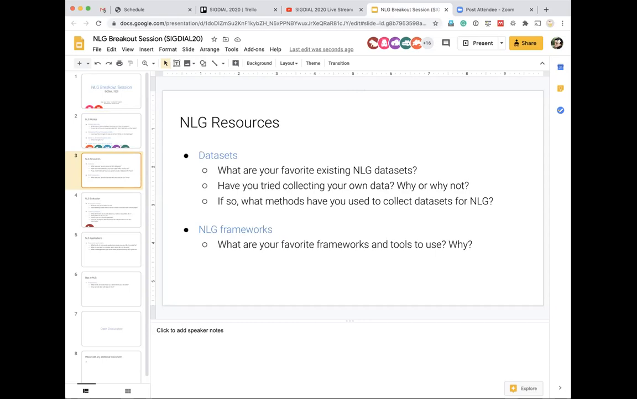A lot of the recent work has used data sets like WebNLG, E2E, Wikibio. There are all sorts of data sets out there. Does anybody have any comment on what they've worked with most recently?